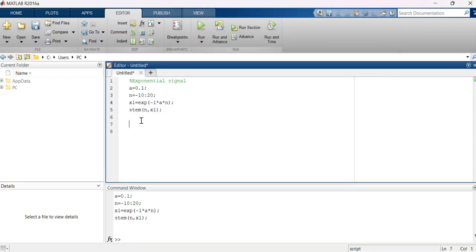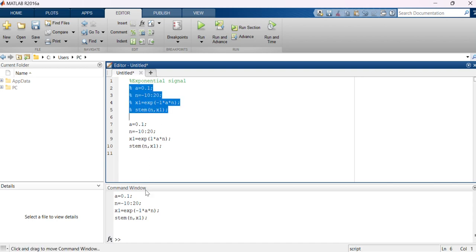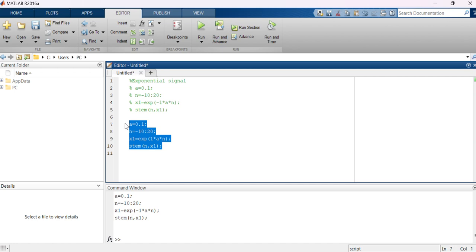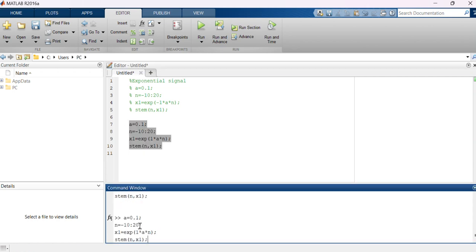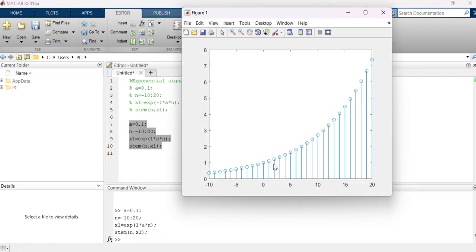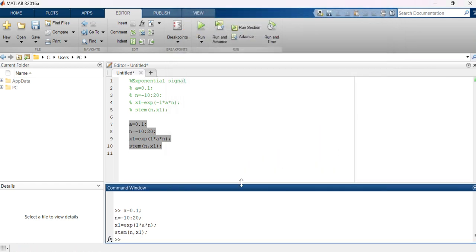Okay, what if I want also an exponential growing signal? Instead of negative, we'll just type 1. Okay, comment this. Let's see this. As it's shown, it's a growing signal. This is the exponential growing signal. I want those two, the exponential growing and the decaying, on one graph only. How would I do this?